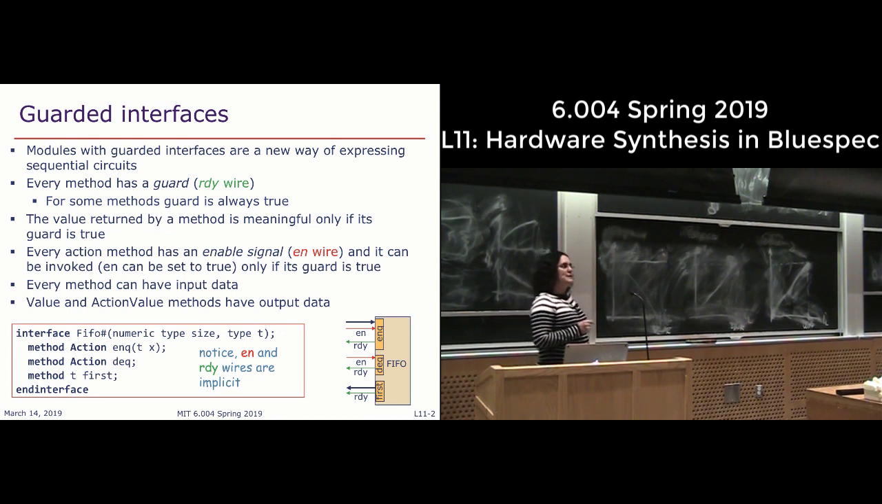Now, you'll notice that the enable and ready signals that we're showing in this diagram are actually implicit. You're not going to see them explicitly in our interfaces, but you need to make sure that you understand that they're there and what exactly it is that the compiler is going to generate for you.